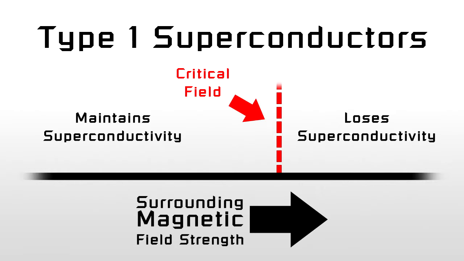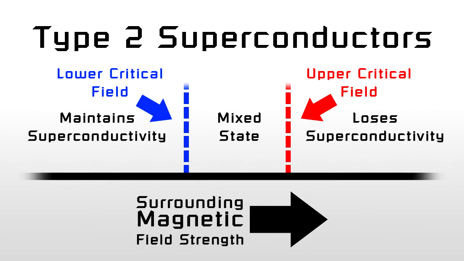Certain superconductors, known as Type 1 superconductors, will lose their superconductivity once the surrounding magnetic field reaches a certain strength. Type 2 superconductors act similarly, but have a lower critical field and an upper critical field. Below the lower critical field, the superconductor acts as expected. Between the two fields, the superconductor acts as an imperfect superconductor, and above the upper critical field, the superconductor loses its superconductivity.